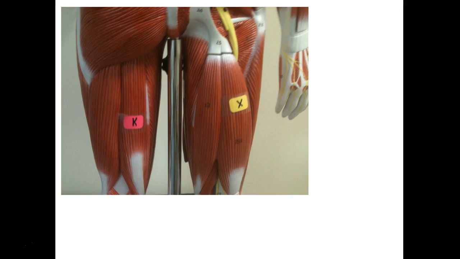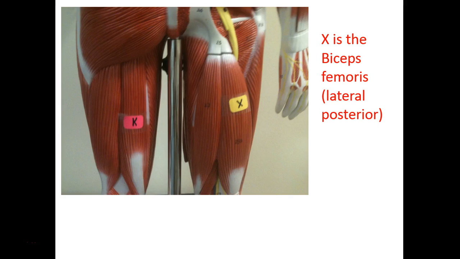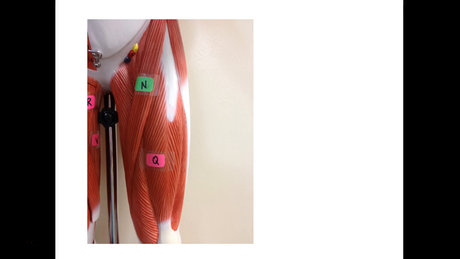So look on the other side, the muscle that runs down the back of the leg that's really larger and more lateral is the big X muscle. This one is the one that helps you flex your knee, and so it is the biceps femoris. It is the big X muscle. Big X is the biceps femoris. It's lateral and posterior. The other muscle that they have labeled there is most likely the semitendinosus, the K muscle, but we're not going to label it on the muscle man.